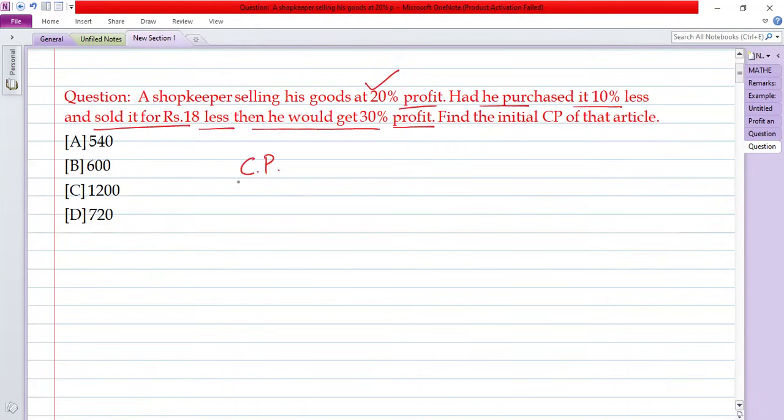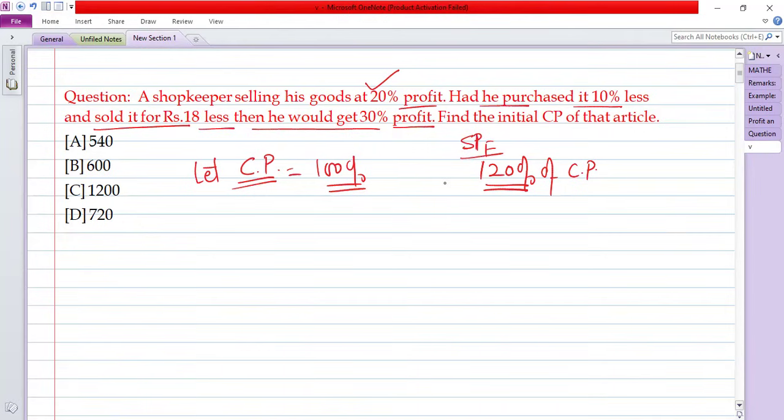So here, if we start the same way, let the cost price be 100%. Then the first selling price will be 120% of the CP. Okay, so this is the first selling price. SPF means first selling price.